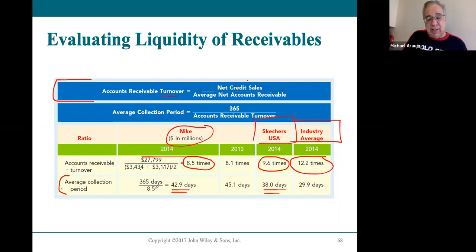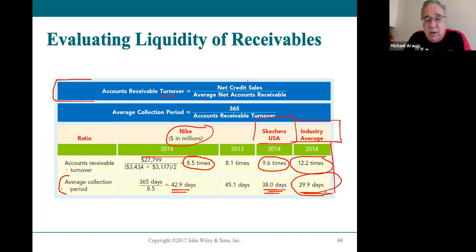Skechers, when you put 365 above 9.6, you're going to get 38 days. So Skechers is still waiting longer than 30 days to collect their receivables, 38 days. The industry seems to be on target here. They are collecting their money every 29.9. Again, let's throw it in 30 days. That's exactly the way it's supposed to be. So I think this is enlightening in terms of the fact that the industry can collect in 30 days, but Nike can't, right?